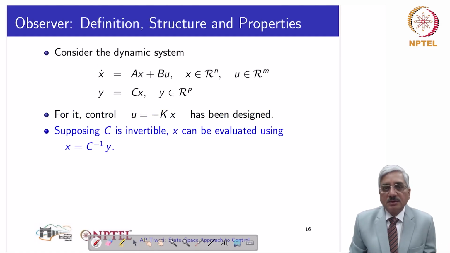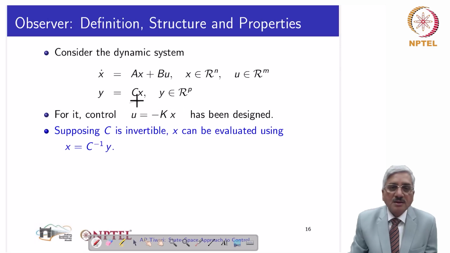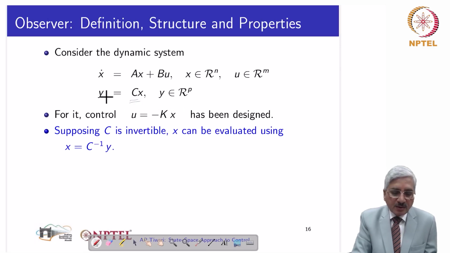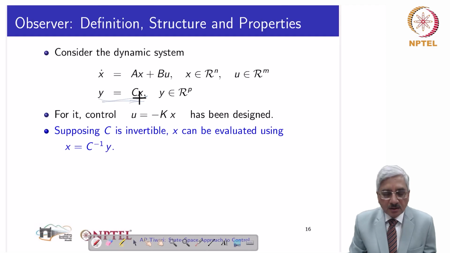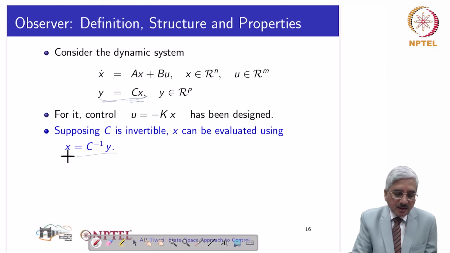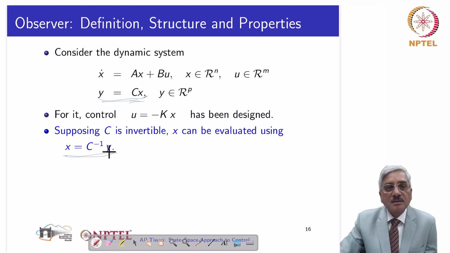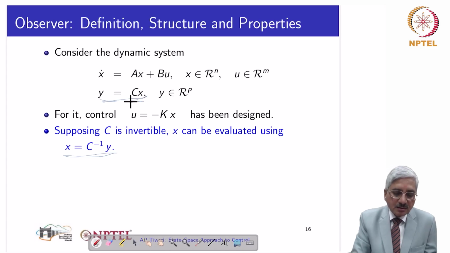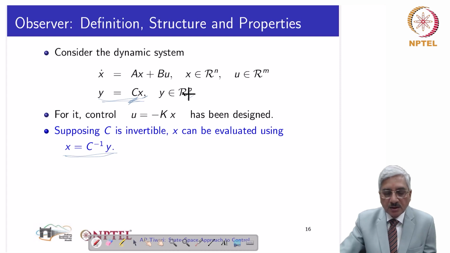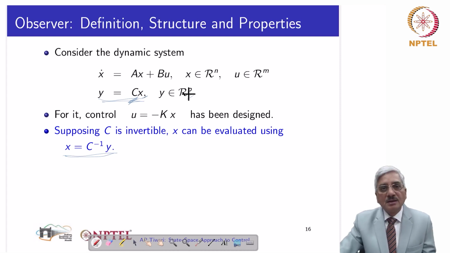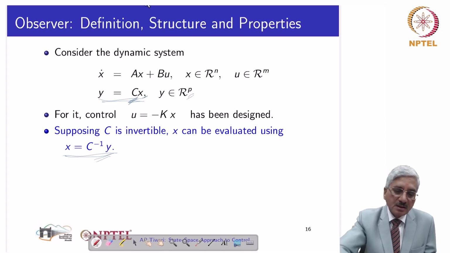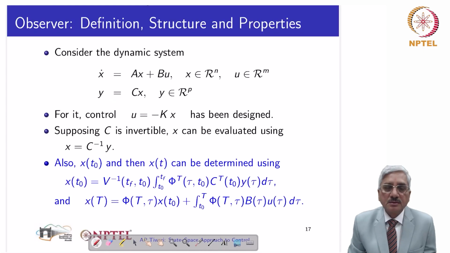Now suppose this C matrix was invertible, then it was very easy. Using this equation y equal to Cx, one could generate the state x as C inverse y. This is one possibility. However, in this case, the number of outputs has to be equal to the number of states. Then this can be done. But we saw that there are limitations in providing 100% instrumentation.